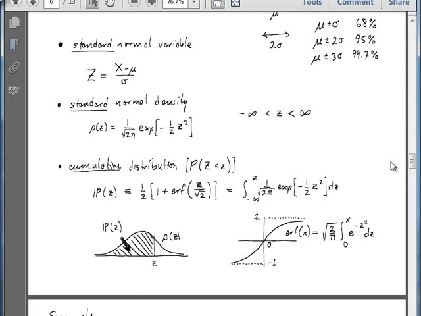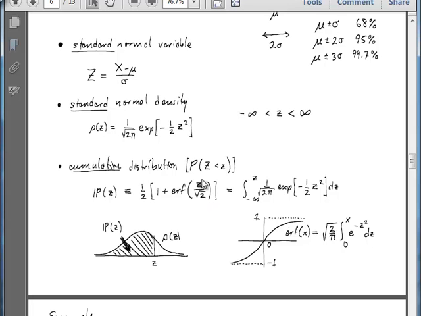The cumulative distribution for the Gaussian is just like we've defined it before. It's the probability that z takes a value less than some z, so we're looking at the area under the curve up to some specific value of z. We write that using our double-barred P of z, which is by definition the integral from minus infinity up to z of the standard normal density integrated over z.